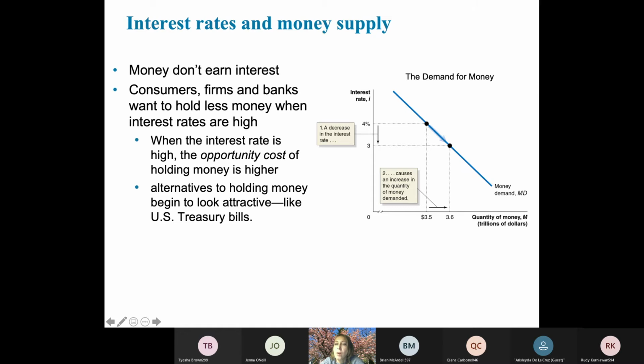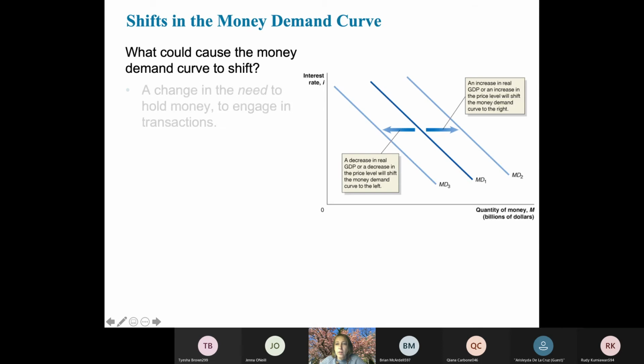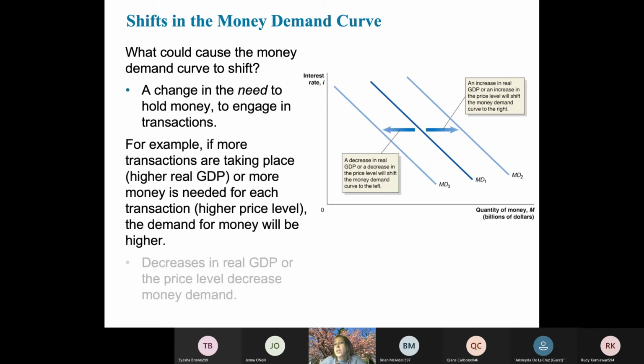and so do firms. They're more careful about not holding large sums of money when interest rates tend to be higher. And when interest rates tend to be lower, we care a little less. So that's why the demand for money is a downward sloping curve. The demand for money can shift left and right, so it can decrease or increase depending on the state of the economy.